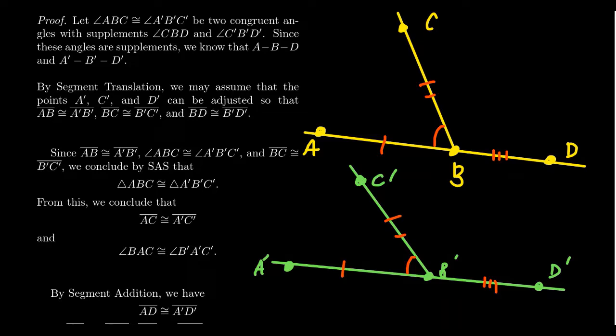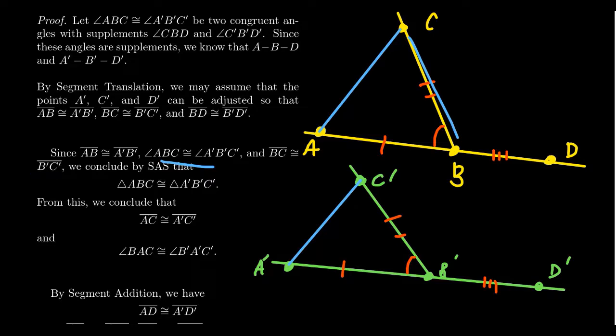So in addition to these angles, we have these line segments congruent to each other. Segment translation is very powerful in that regard. Without loss of generality, we can assume these things. Next, we're going to form a triangle here. Let's consider the triangle ABC and the triangle A prime B prime C prime. Under the setup we have right here, AB is congruent to A prime B prime as a segment. We of course have the angle ABC congruent to the angle A prime B prime C prime. And we have that the side length BC is congruent to B prime C prime, as illustrated right here.